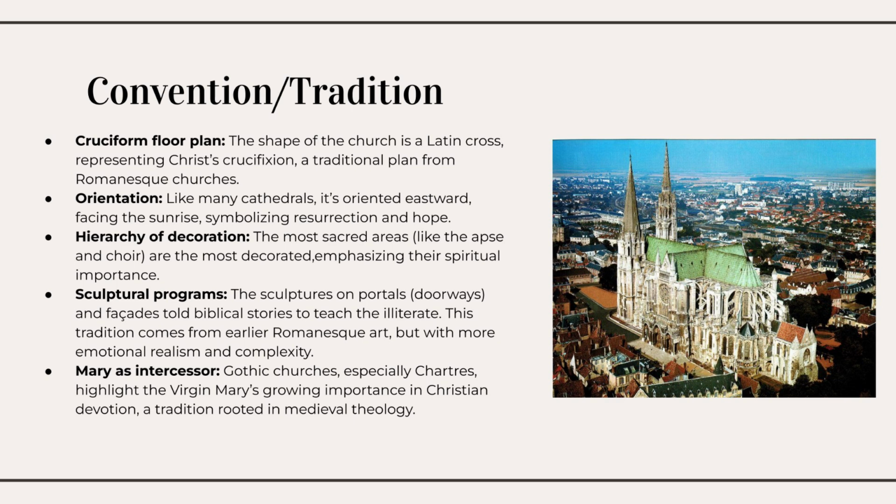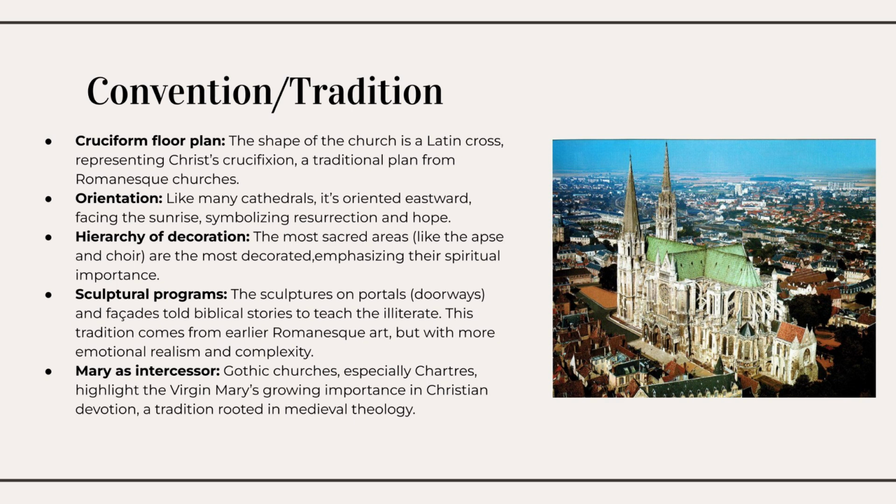Convention and tradition. Even with all its innovations, Chartres kept traditional church elements. It has a cruciform or cross-shaped floor plan representing Christ's crucifixion, and is oriented east towards the rising sun, symbolizing resurrection and hope. There's a hierarchy of decoration.